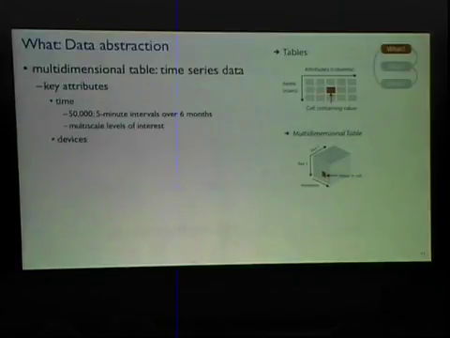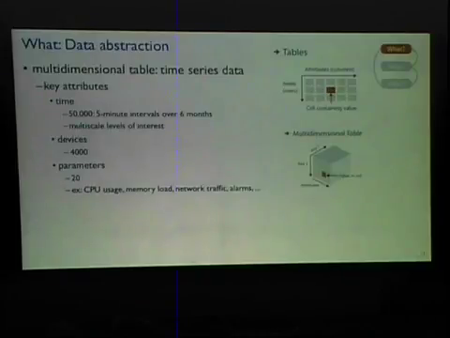We talked about devices, right? In this case, it's a bunch of machines in a server room somewhere. And so we were aiming for thousands as a design target. And then parameters, we saw these were things like CPU usage, memory, load, network traffic, alarms. We wanted to handle a dozen or two. So that was the design target in terms of how to look things up in the table.